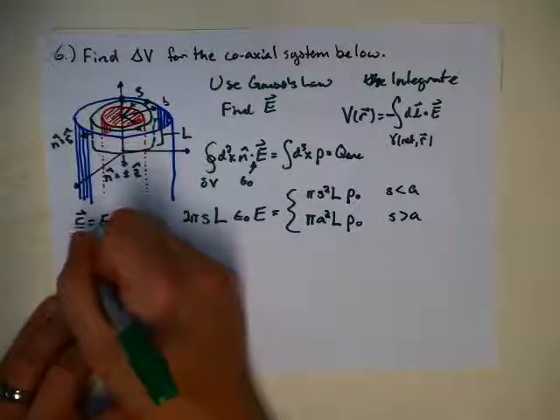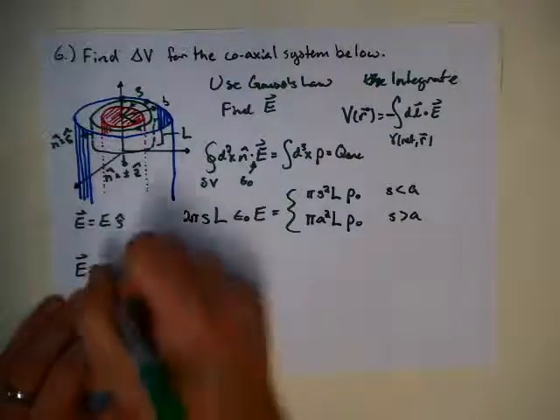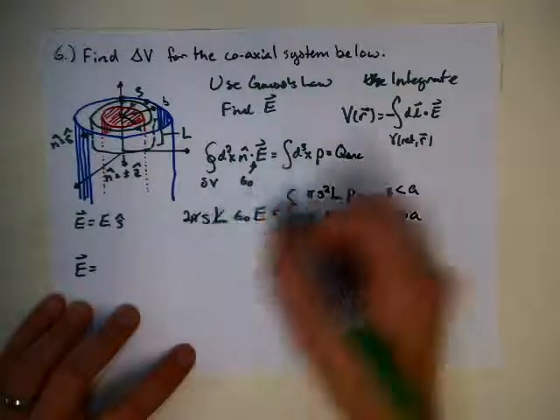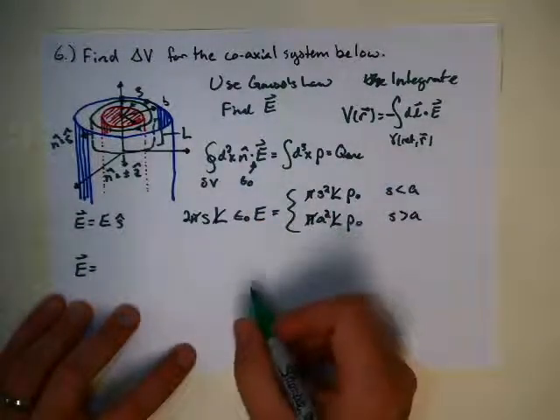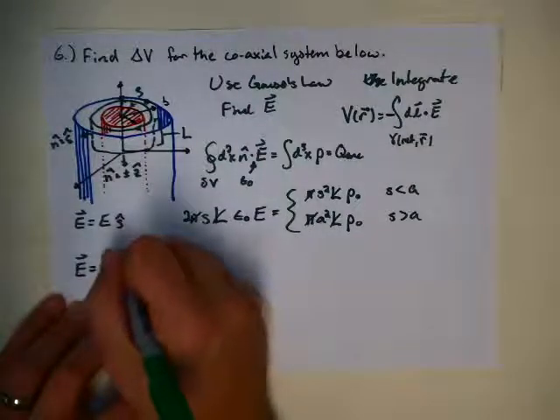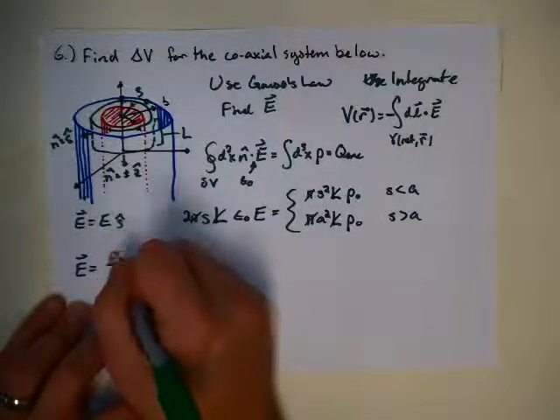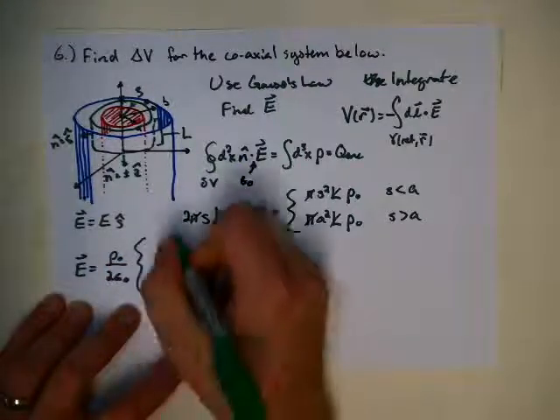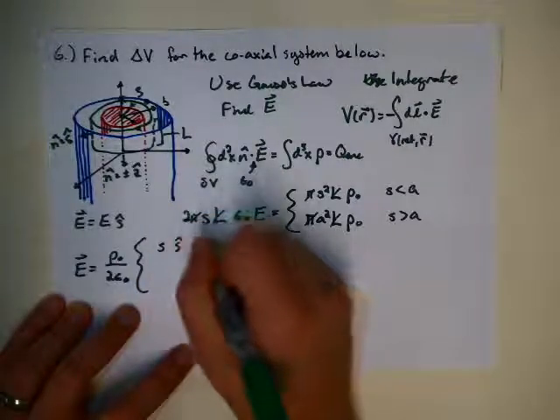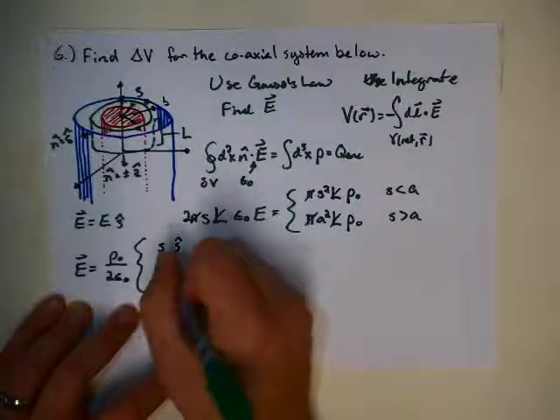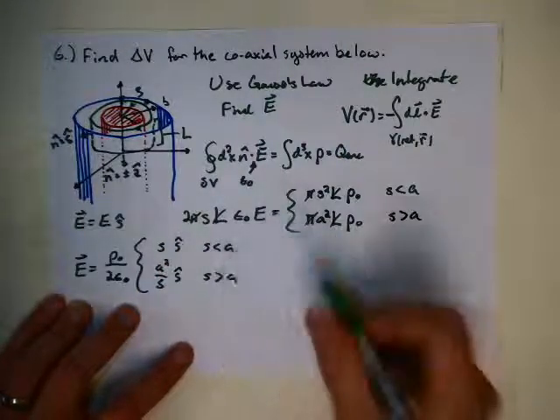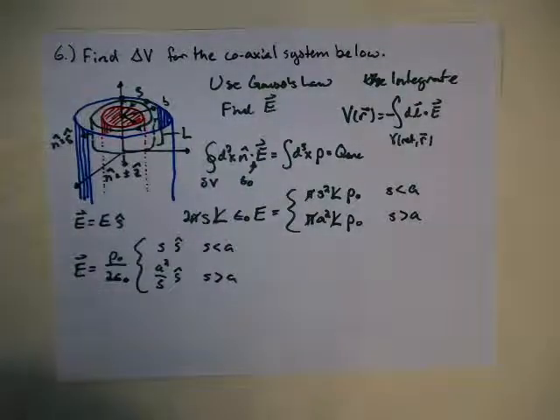Combining these, the pi's cancel and the L's cancel. We get that E is equal to rho naught over 2 epsilon naught, times S hat for S less than A, and A squared over S, S hat, for S greater than A. That is the electric field.